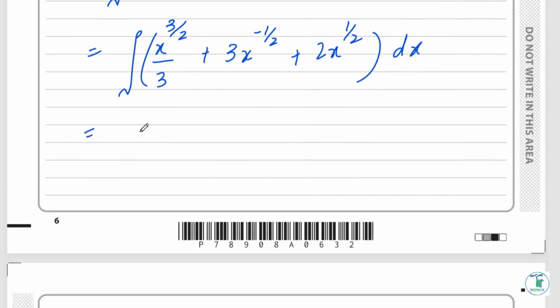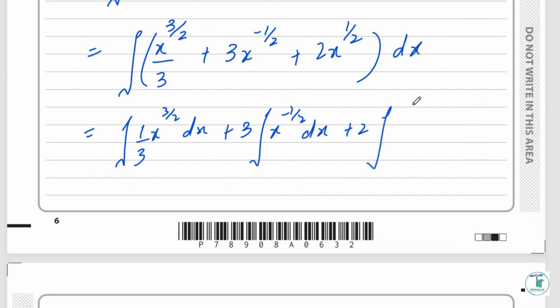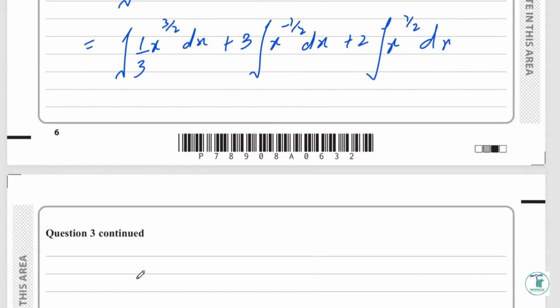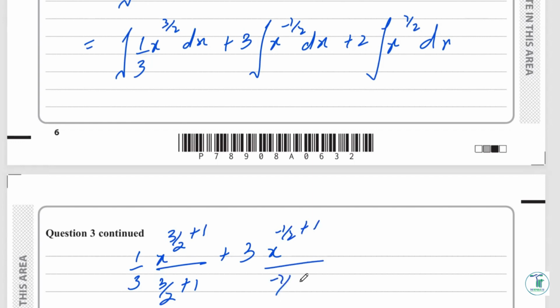Now I'm going to separate out the integrals. So I must be having something like the integral of 1 by 3 x to the power of 3 by 2 dx, plus the integral of 3 x to the power of negative 1 by 2 dx, plus the integral of 2 x to the power of 1 by 2 dx. So simplifying it further, applying the power rule of integration: 1 upon 3 times x to the power of 3 by 2 plus 1 divided by 3 by 2 plus 1. Similarly, plus 3 x to the power of negative 1 by 2 plus 1 divided by negative 1 by 2 plus 1, plus 2 x to the power of 1 by 2 plus 1 divided by 1 by 2 plus 1, and plus the constant of integration.